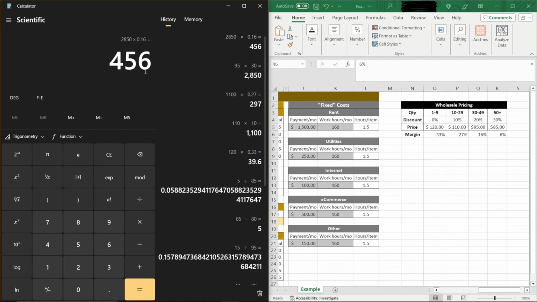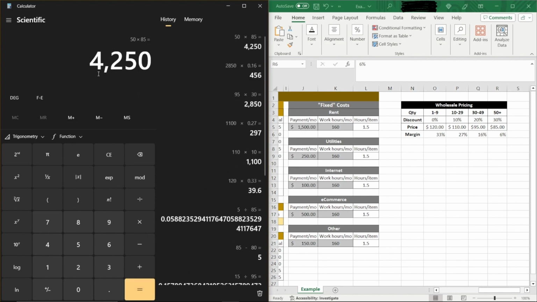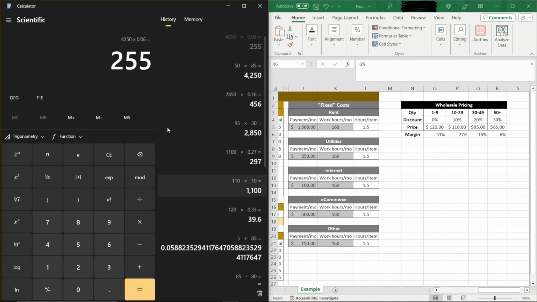$450 profit. All right. And then last but not least, let's say someone orders 50 of whatever these items are times 85. And oh my goodness, over $4,000. But again, this is not profit. These are sales. So times 0.06, $255. That is less profit than even selling 10 of them.